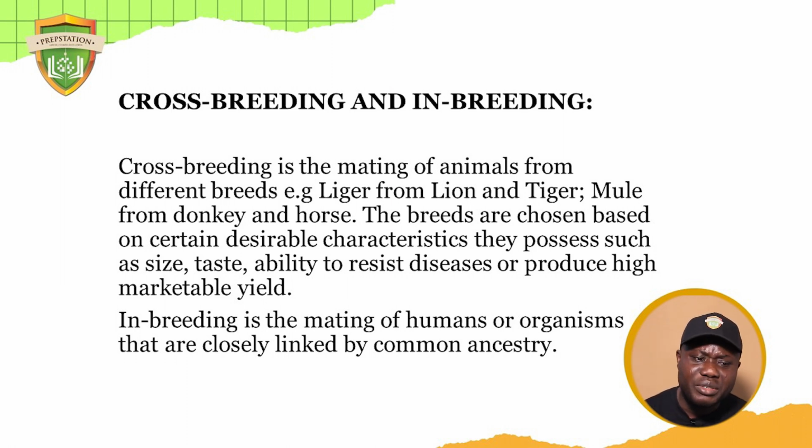Now, in the case of inbreeding, it is the mating of humans or organisms that are closely linked by common ancestry. Please stay with me. Humans or organisms that are closely linked by common ancestry, like the two of them are very, very identical. They are almost the same thing. They share the same ancestors. That is inbreeding. Now, let's look at GMO.